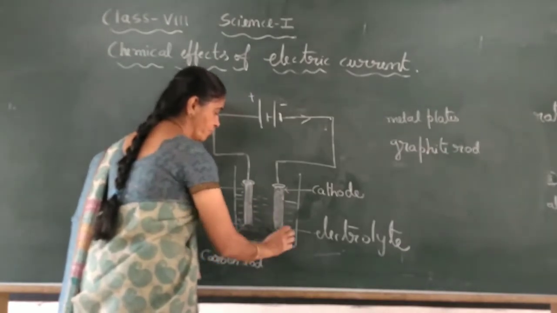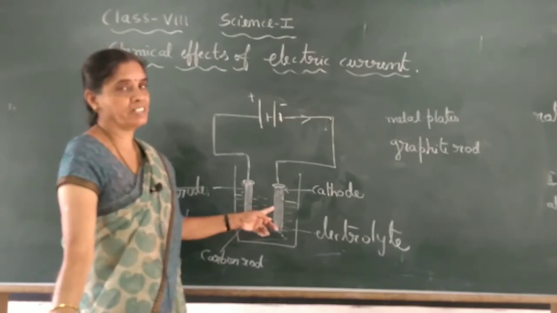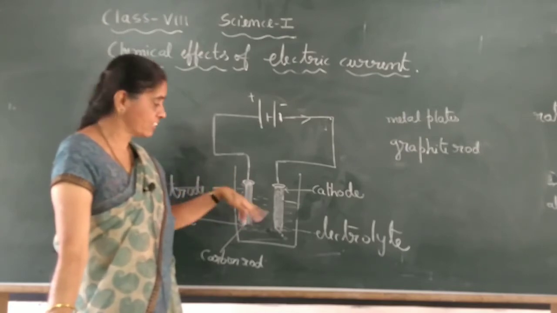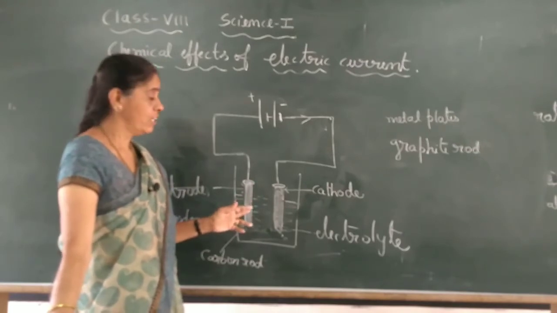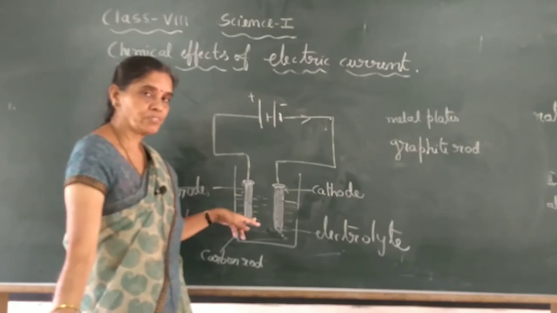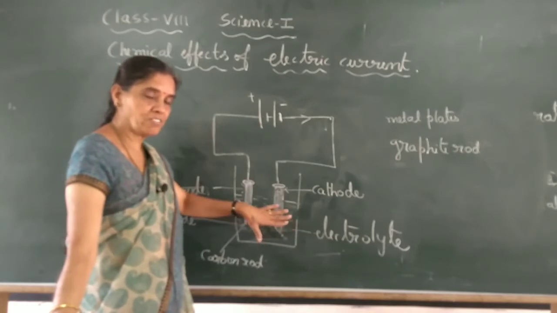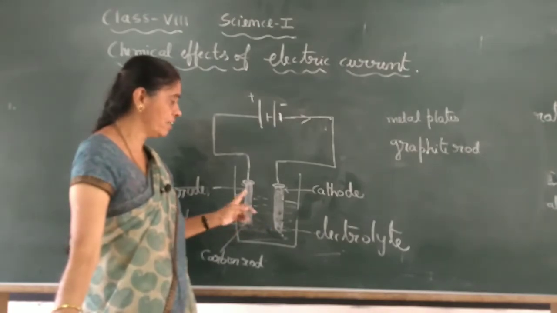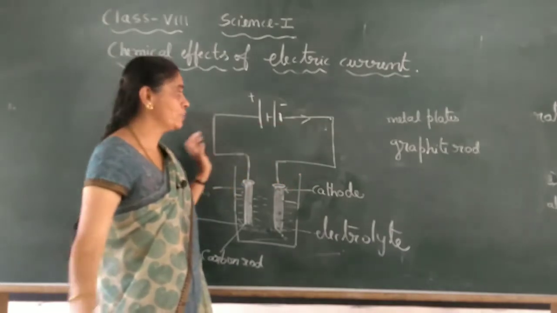So two electrodes, two carbon rods, you have to take, and water. To make the electric current flow through it, because in distilled water current will not flow, you dissolve some common salt which is available at home. Then the salt solution will allow the current to flow. One spoon of salt is enough. Dissolve it, and to check whether current is flowing or not, you may use a bulb here.